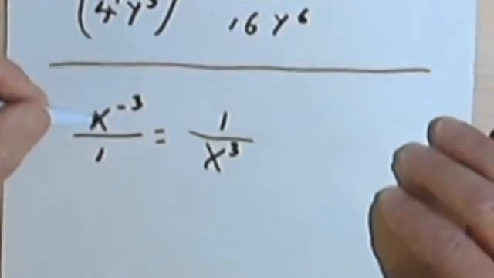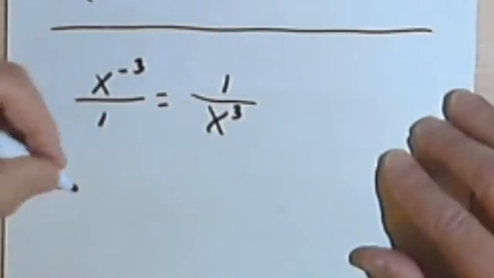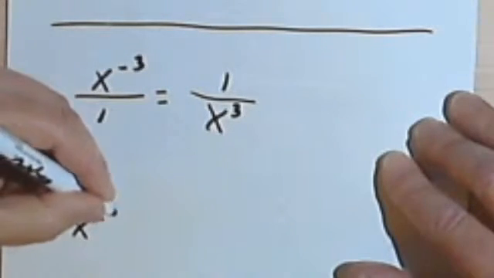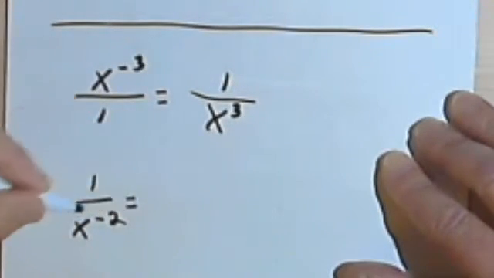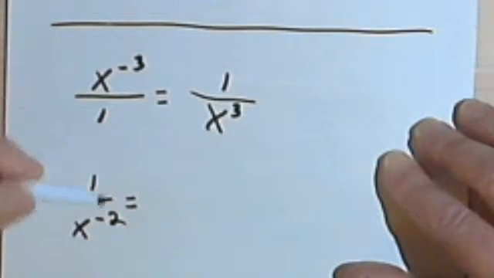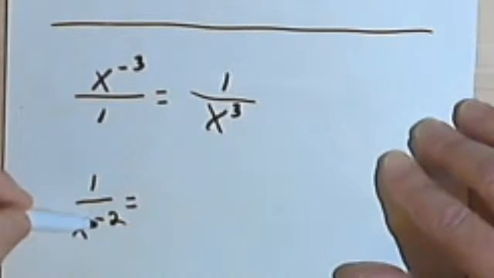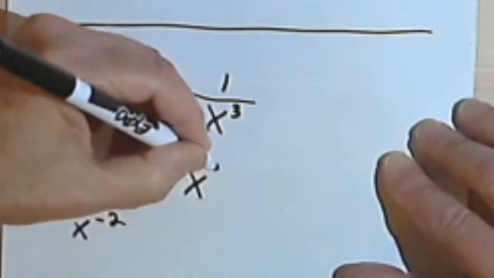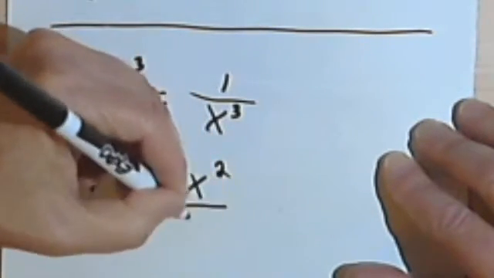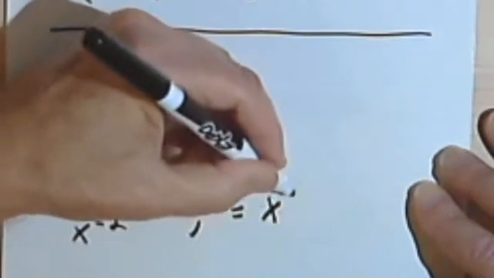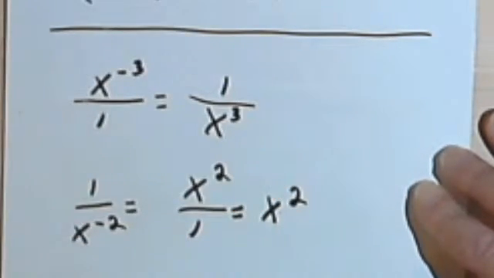If the negative exponent was in the denominator, so if we had 1 over x to the negative 2, we would just do the opposite. We would take this denominator, move it up into the numerator, and change the exponent to a positive. So we're going to have x squared over 1, but we don't have to write the over 1. So this just becomes x squared.